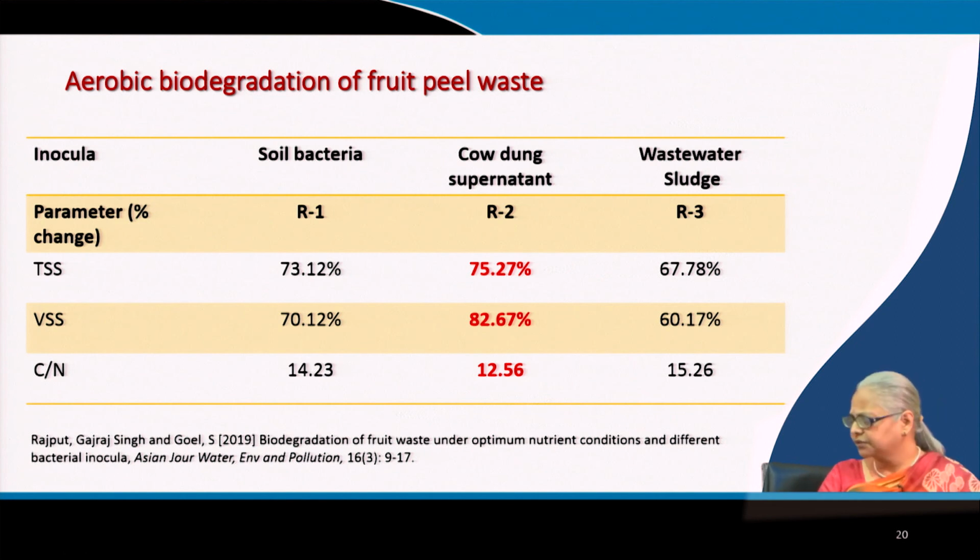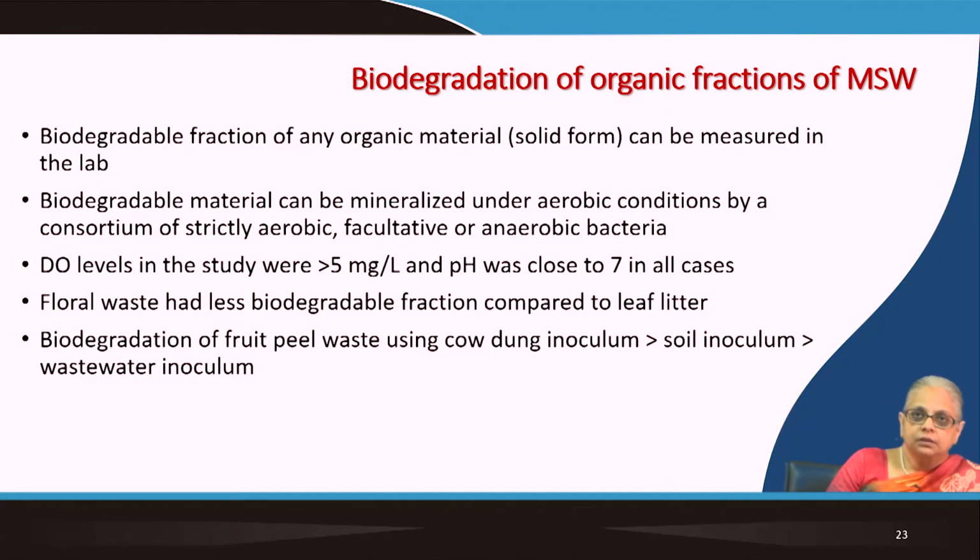So to summarize some of our major findings. We have a method for determining the biodegradable fraction of any organic material in the lab. This biodegradable organic material can be mineralized under aerobic conditions by a consortium of bacteria. Now, these bacteria, like I said, can be from soil, they can be from cow dung, they can be from wastewater sludge, or any other type of group of organisms from any other part of the environment.